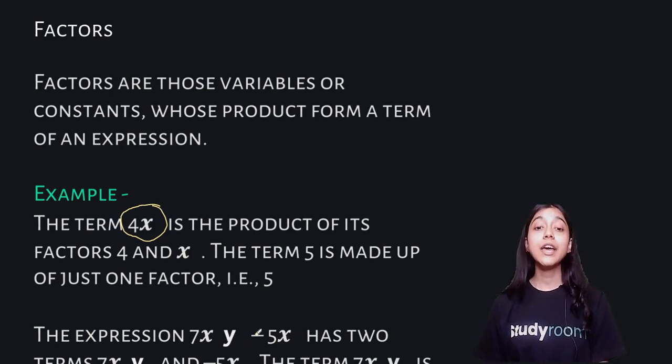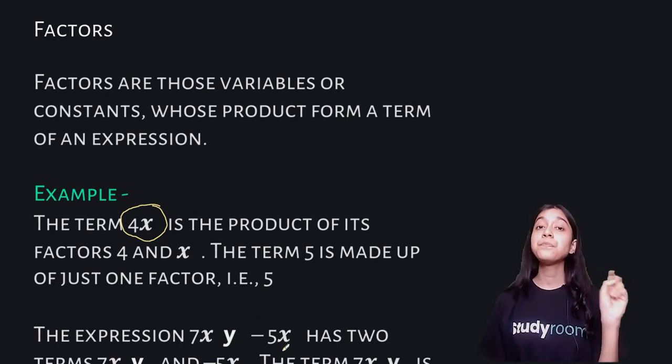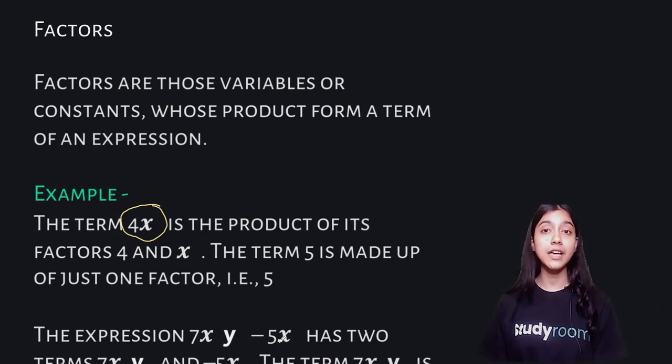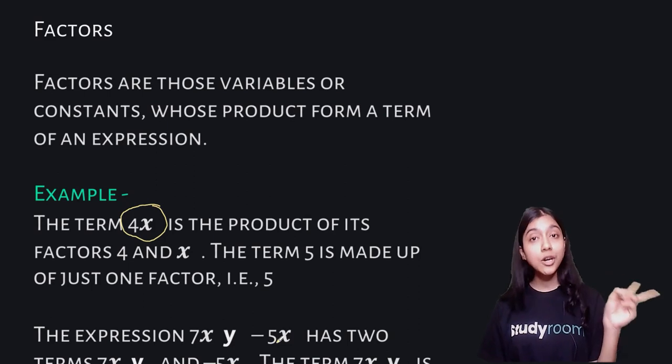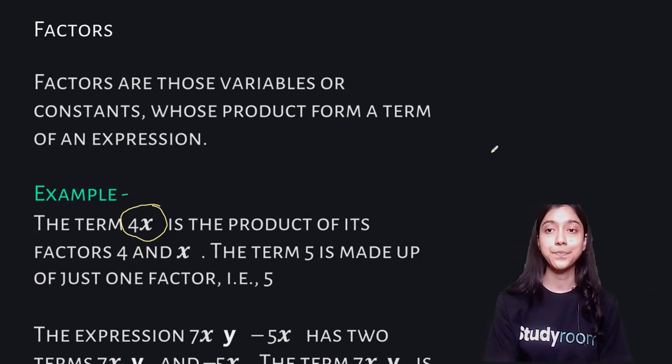Again, we have another term, that is minus 5x. So what are the factors of minus 5x? It is minus 5 and x. So when we take the product of these two factors, that is minus 5 and x, we get minus 5x, which is a term of an expression. So factors are those constants or variables whose product gives us the term of an expression.